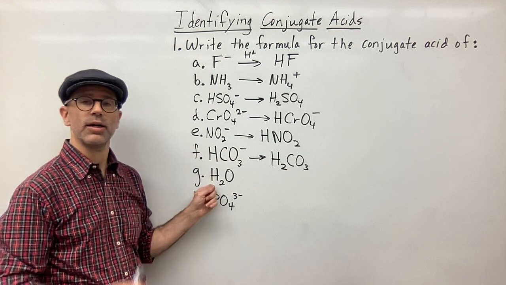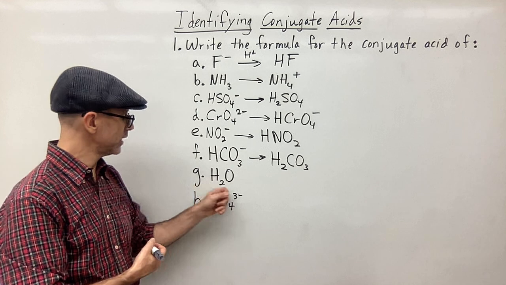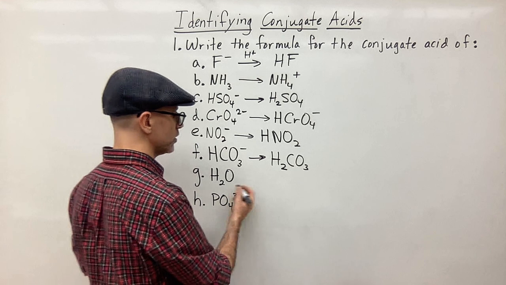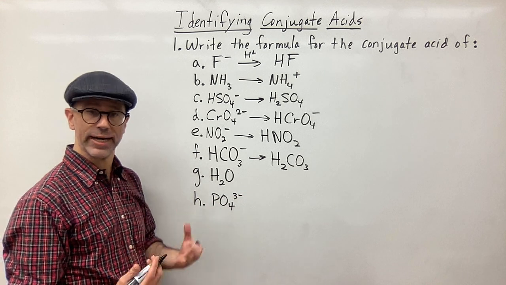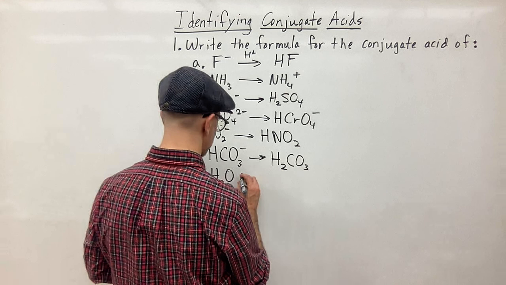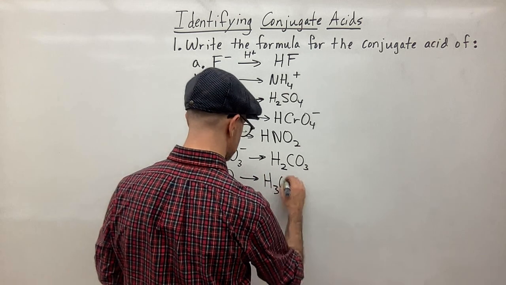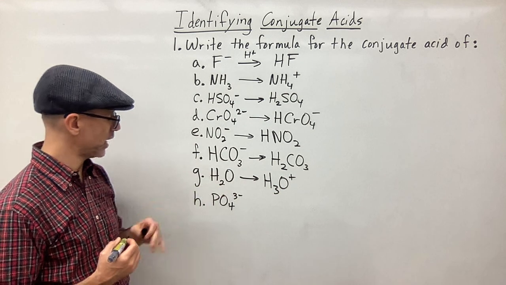Next, I have water. Yes, water can act as a base. And so in this case, water can take a hydrogen away from something. It can take a hydrogen away from another water. That's called the autoionization of water. So in that case, it would produce the hydronium ion. So that would be the conjugate acid of this base.